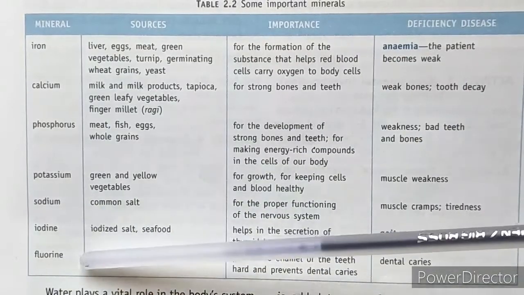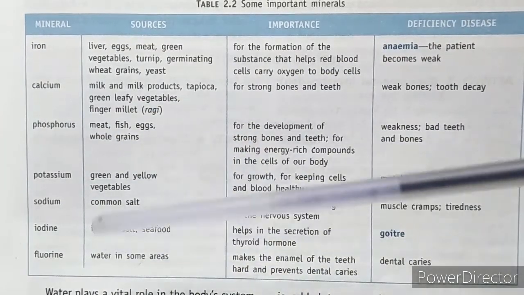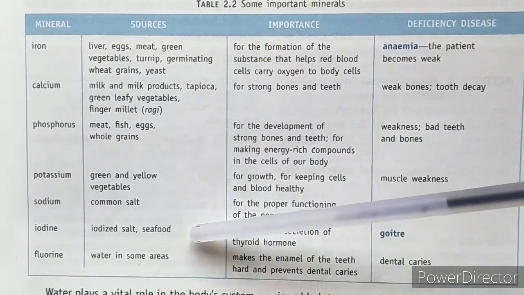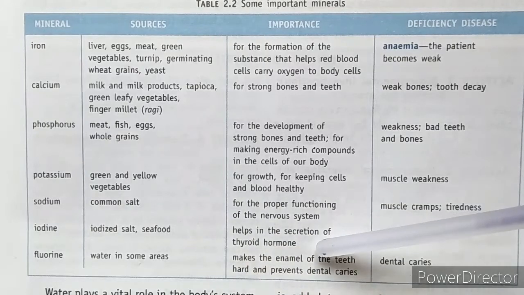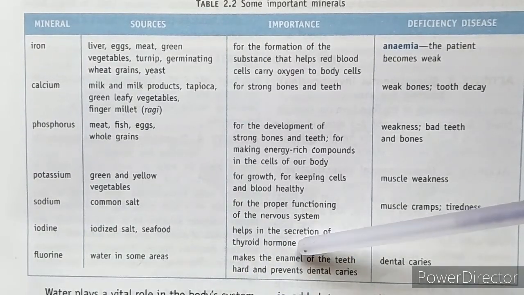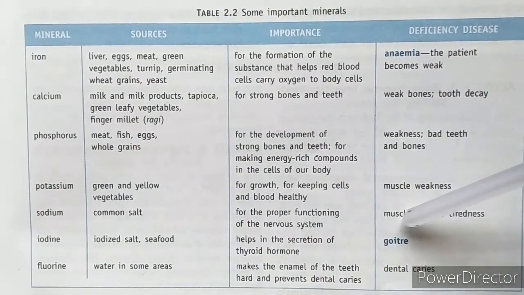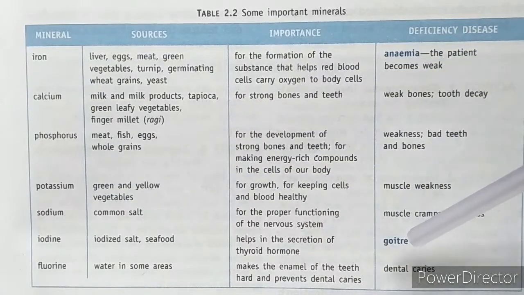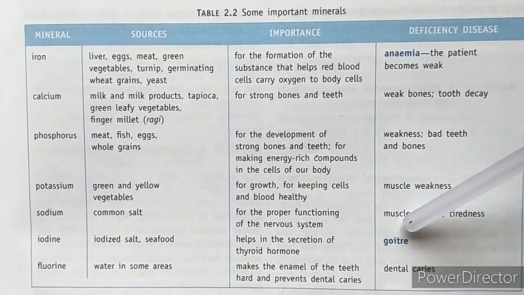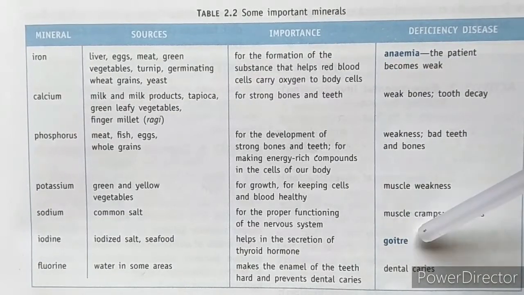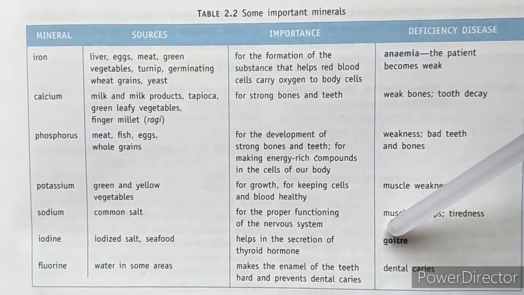The next one we have is iodine. Iodine we also get from salt, like iodized salt, and seafood. Seafood is the best source for iodine. Got it? And it helps in the secretion of thyroid hormone. Goiter is the disease caused by the deficiency of iodine in our food. So what happens in goiter? Our neck region swells up, and if we have a proper diet with iodized salt or seafood, then it would be cured.